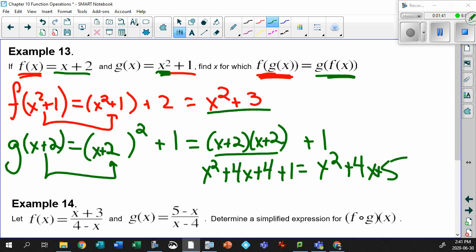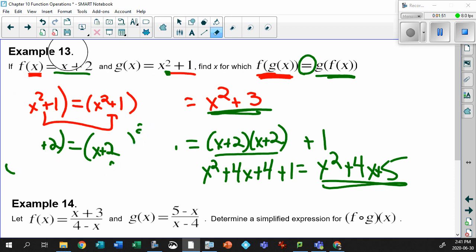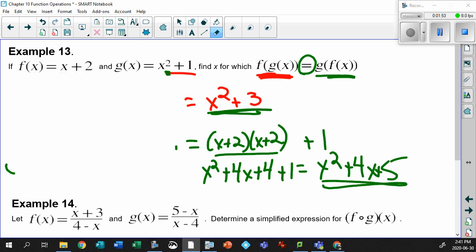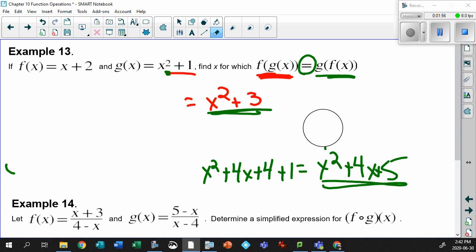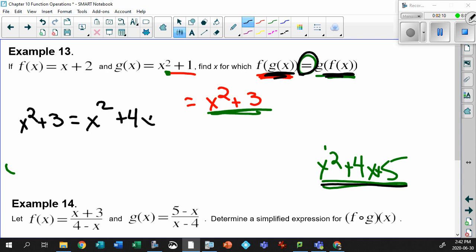So I've got this expression, I've got this expression, and look what happens. They have to equal each other. There is the clue right there. I knew there was going to be something coming up here. So let's take our two functions, these two, right? I'm going to do it right over here. X squared plus 3, that's this one, has to equal this one. So let them equal. X squared plus 4x plus 5.